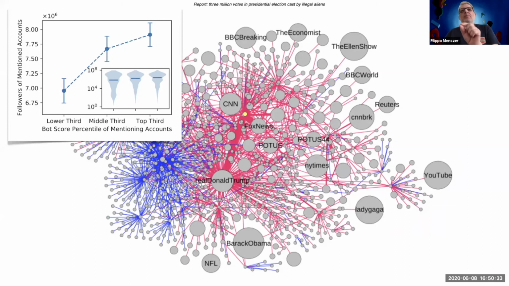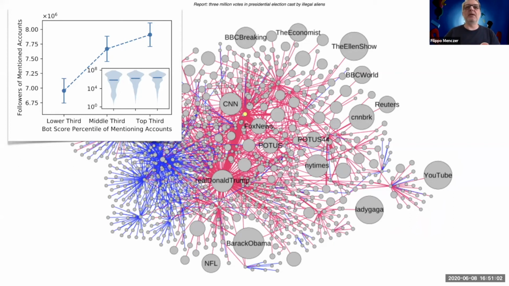And in those replies, there was a link to a false news article claiming that 3 million people had voted in the presidential elections and they were illegal aliens. This was a fabricated article from InfoWars. But in this way, this account was trying to capture the attention of a very influential user, in this particular case, the president. And this is an example where we found that this attempt to target influential users was systematically done by bots.